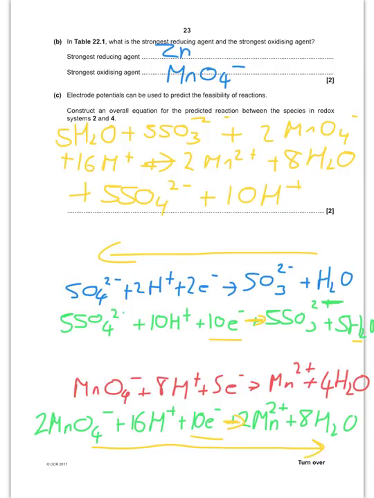Okay, so now we need to do a little bit of cancelling. You will hopefully notice that you've got 10H⁺ on the right hand side and 16 there. So if we get rid of 10H⁺, we can cancel that to 6H⁺ there. I've got 5H2O there, so let's get rid of that, and I can cancel that to 3H2O there, and that is the complete equation.